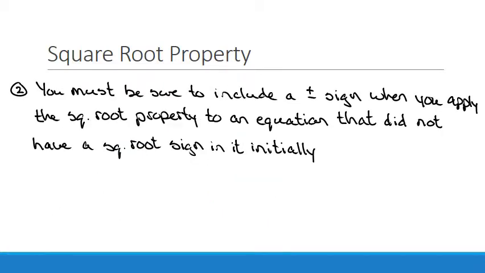And again, here's that thing I mentioned about the plus or minus. You must be sure to include a plus or minus sign when you apply the square root property to an equation that did not have a square root sign in it initially.